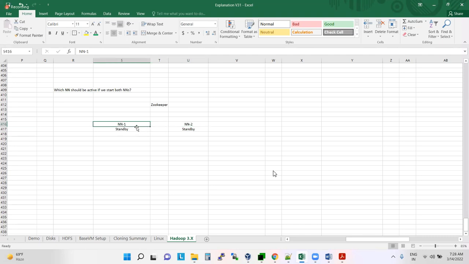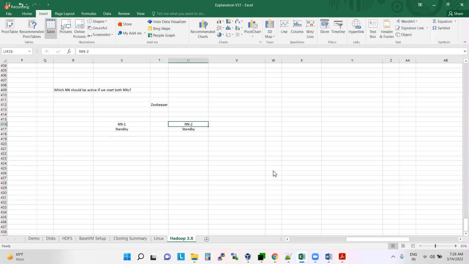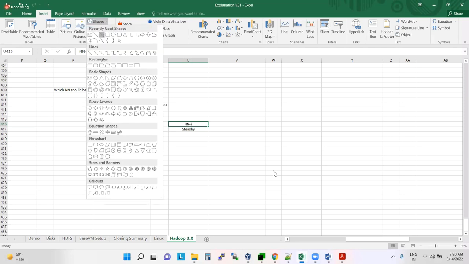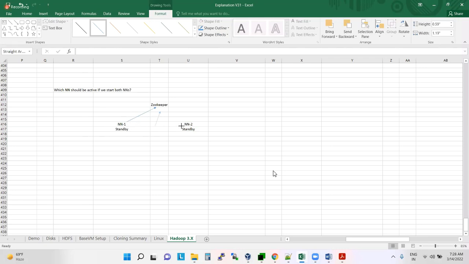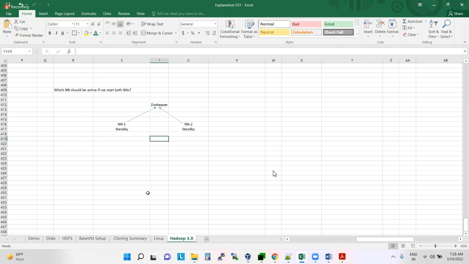Now see, whenever name nodes are started, let the name node send a heartbeat to zookeeper: Hey, I joined, or I started. I'm ready. Let's say name node 1 has sent the heartbeat at 7:45.